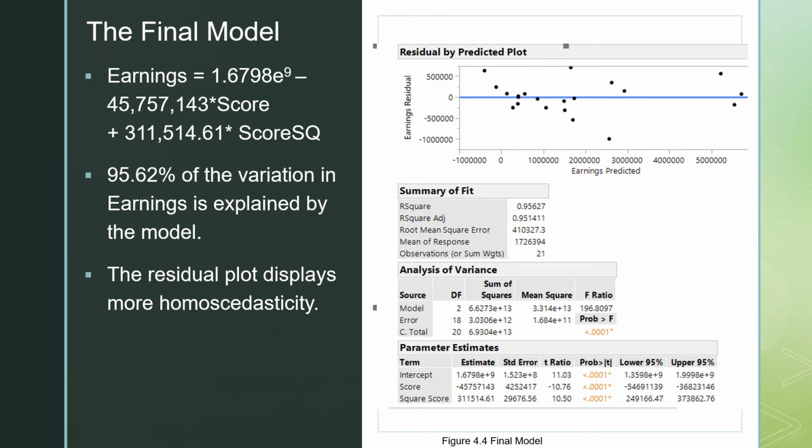Here's our final model. You'll notice that it's gone into scientific notation due to the fact that the earnings were in the millions. We could avoid that by putting them in as, say, 4.5 million, 7.2 million, whatever the values had been for their original earnings. R squared is 95.62%. So 95.62% of the variation in earnings is explained by this model. And our residuals now display homoscedasticity, which is preferred.